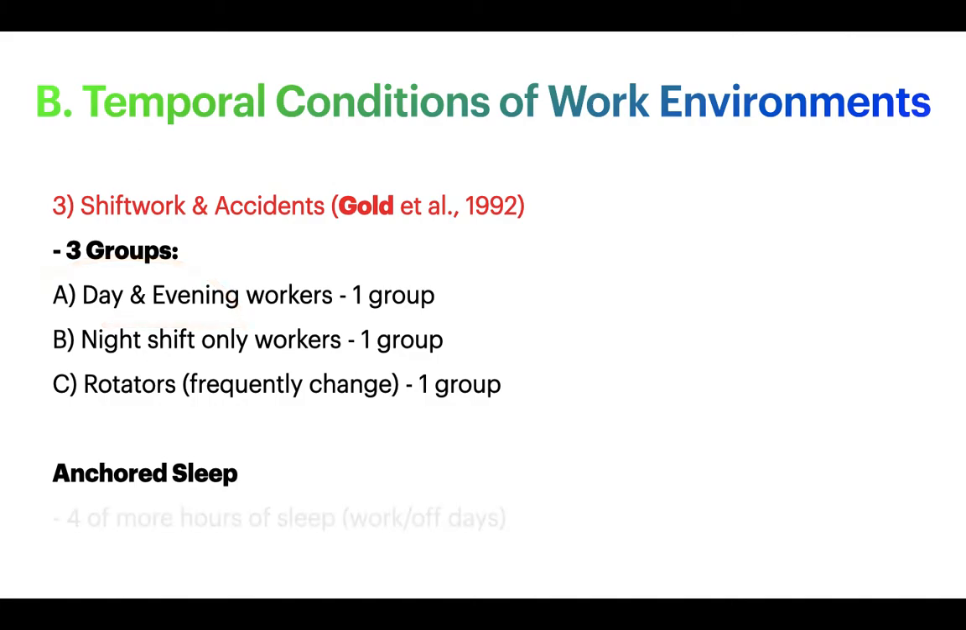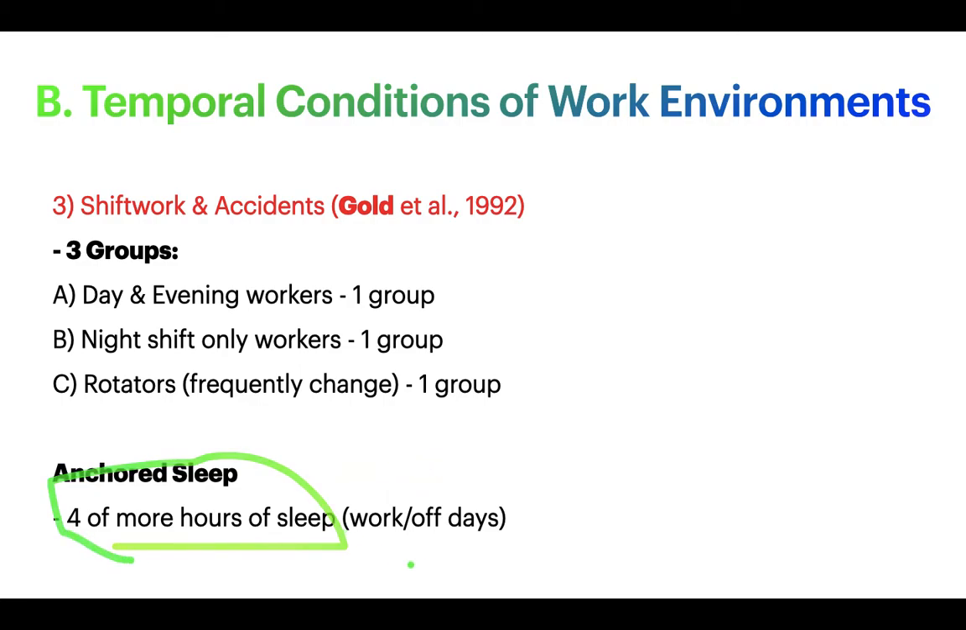Okay. Anchored sleep. What is anchored sleep? Four or more hours of sleep. Anchored sleep refers to having 4 or more hours of sleep on a work day or on an off day. So if you're working on a Monday and you had 4 hours of proper, uninterrupted sleep, that will be considered anchored sleep. If it's your off day, like a Saturday or Sunday, and you had 4 hours of uninterrupted sleep, that will be considered anchored sleep on an off day, right?